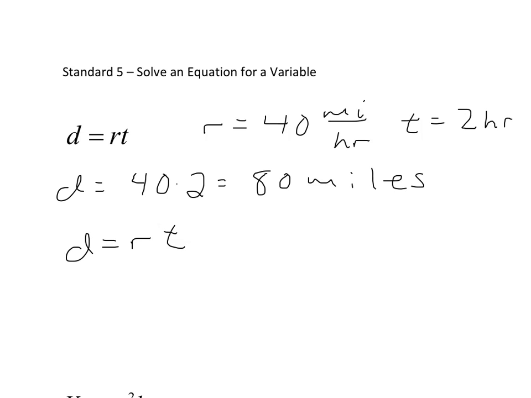Now, if time is what I want to have by itself, I see time is multiplied by rate. And just like we did in the other equations that had numbers in it, since time is multiplied by rate, I can divide each side by rate, and then I'll end up with time by itself. So the rate cancels out, the same as the numbers used to, and the distance divided by rate stays there. So that means distance divided by rate is the same as time. Now, if someone gave you the distance the car traveled and the rate it was going, you could figure out the time.